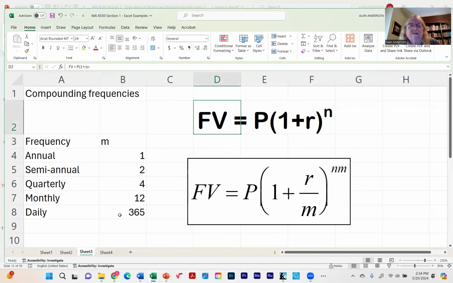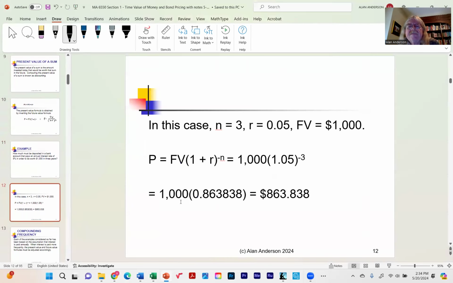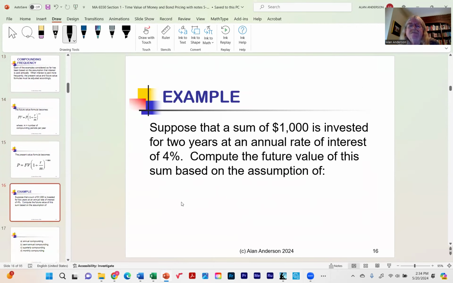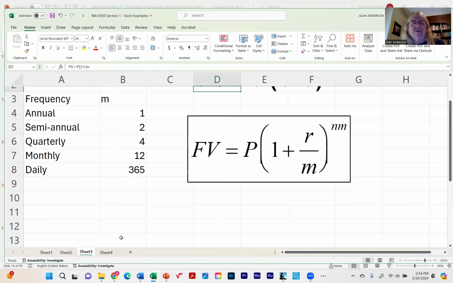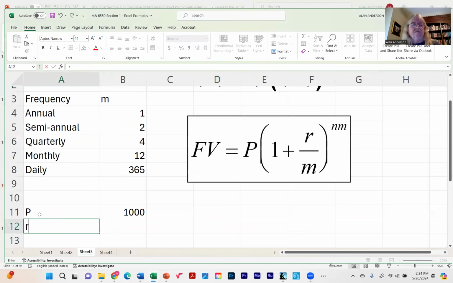Okay, let's go look at an example of the future value. Okay, here we go. We're going to start with the sum of $1,000. That's our present value. And the annual rate is 4%. And it's a 2-year investment.